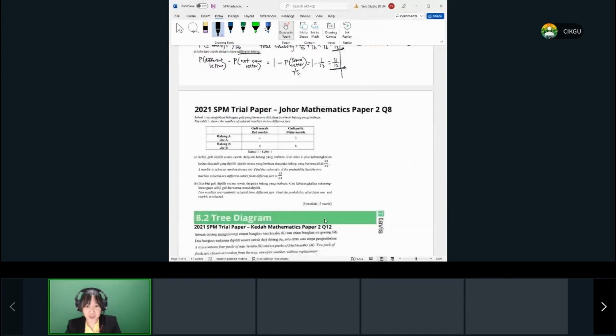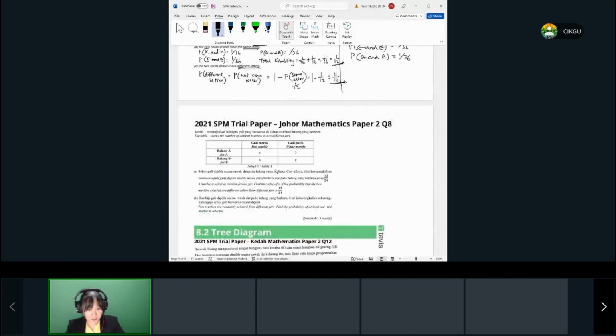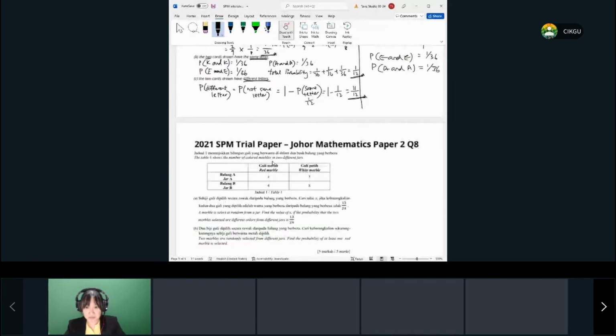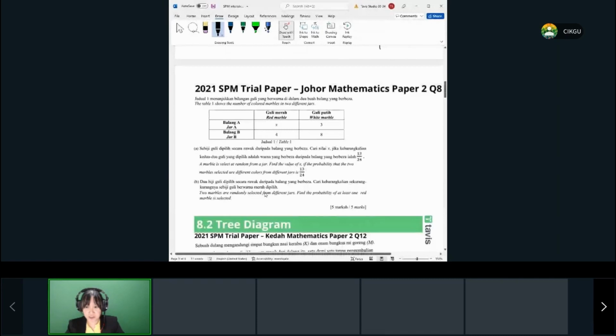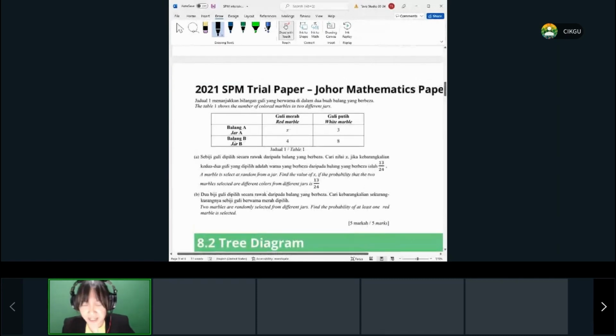All right. So let's try another one here. You guys read the question first. What do they say? A table shows the number of colored marbles in two different jars. There's a jar A and there's a jar B here.